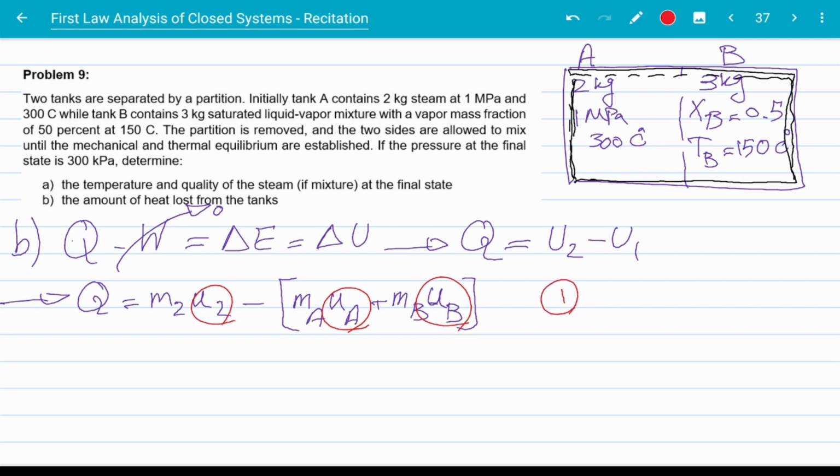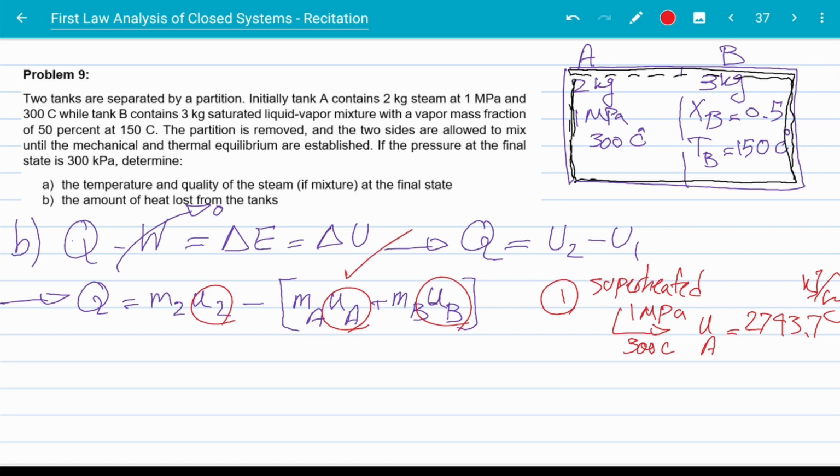At state 1, we already concluded that we are dealing with superheated steam. So I can read the tables for the pressure of 1 megapascals and 300 degrees Celsius, and read that the internal energy of tank A is 2,793.7 kilojoules per kilogram. So U of A is done. This is actually A.